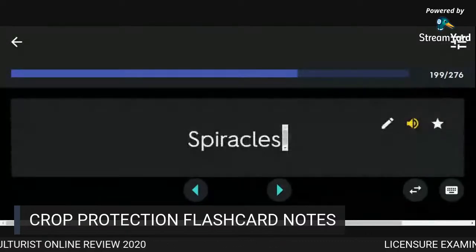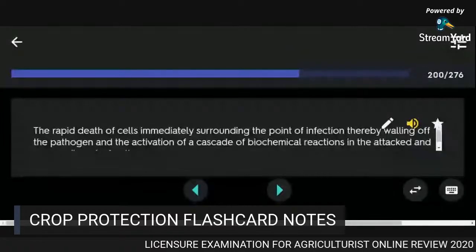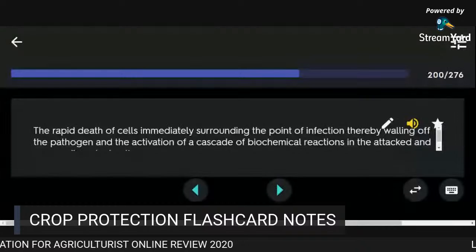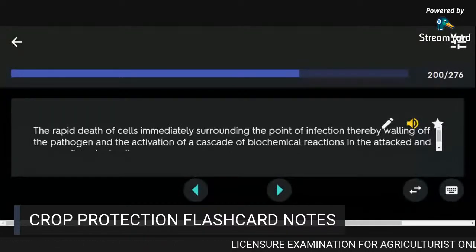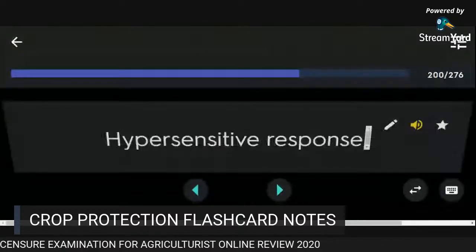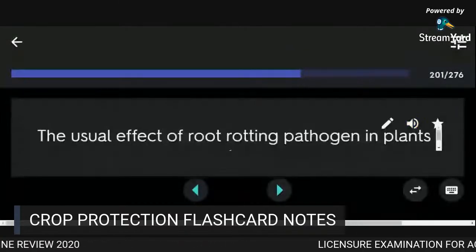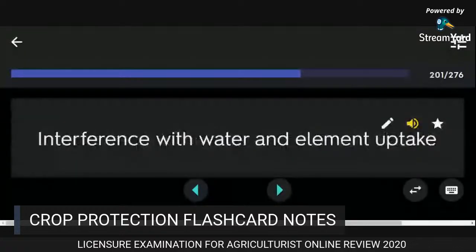Spiracles. The rapid death of cells immediately surrounding the point of infection, thereby walling off the pathogen, and the activation of a cascade of biochemical reactions in the attacked and surrounding plant cells. Hypersensitive response. The usual effect of root rotting pathogen in plants is interference with water and element uptake.